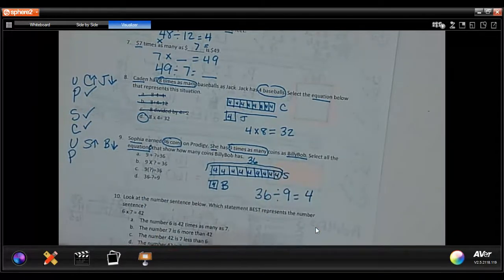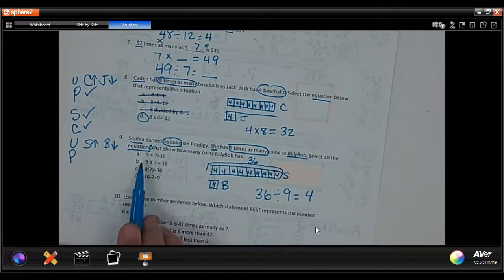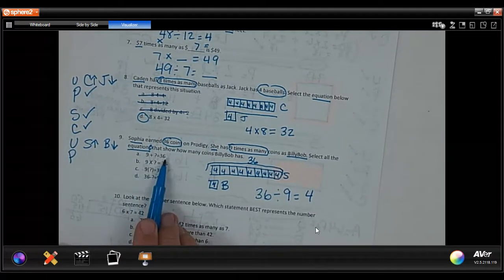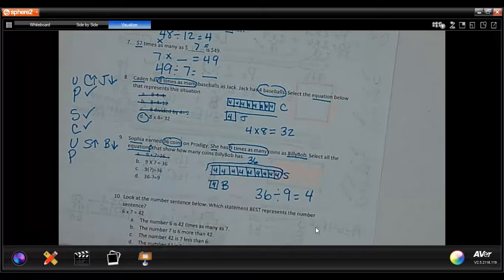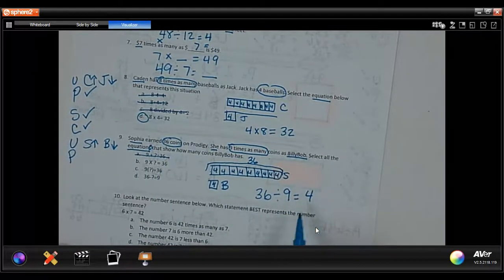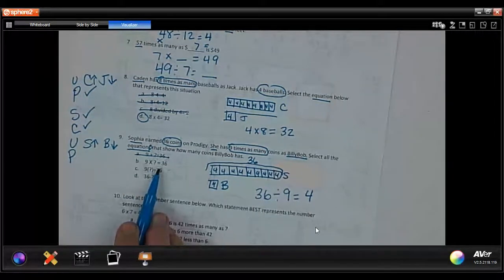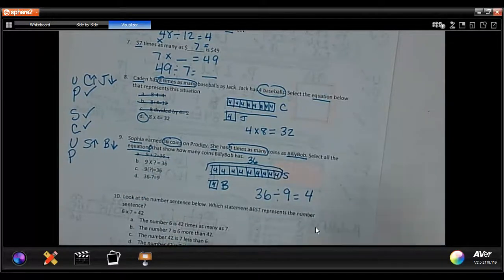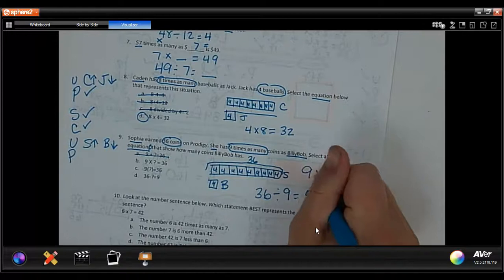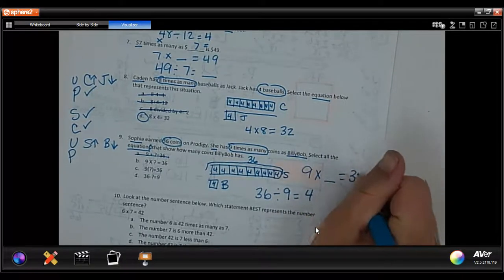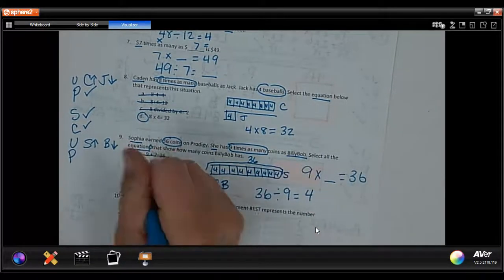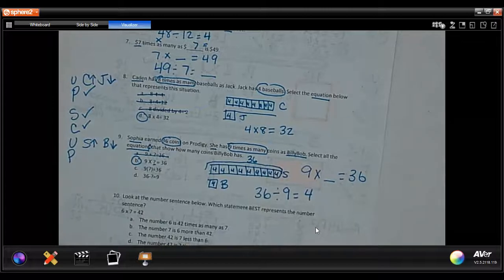So now I'm going to see which ones are the correct answers. 9 plus something equals 36 would not be correct because I'm not adding, I'm either multiplying or dividing to find my answer. 9 times question mark equals 36. I could have solved it that way if I said 9 times how many is going to give me 36. So I could have solved it that way to find the missing answer.